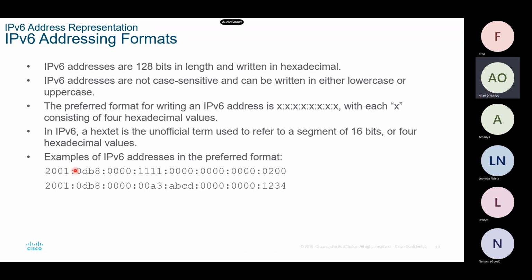Okay. This is how we represent IP version 6 here. You can see the first hextet separated with a colon, second hextet, third hextet, fourth, fifth, sixth, seventh, eighth. So a total of 8 hextets. All right. Now, I need you to note that these numbers are hexadecimal numbers.